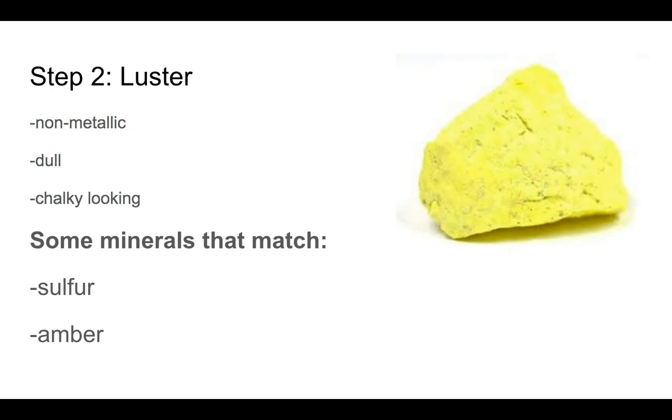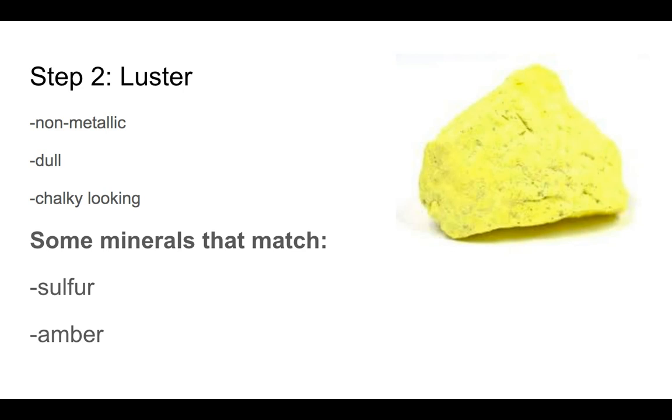So then we look at the luster, and remember there's non-metallic and metallic. Metallic is when it's shiny, non-metallic is when it's not shiny. So looking at our mineral, we can see it's non-metallic, it's dull, it kind of looks like chalk, like what you would use to draw on a driveway or on the street. Some minerals that match this are sulfur and amber. Amber is not very chalk looking, but it is dull and it's metallic.